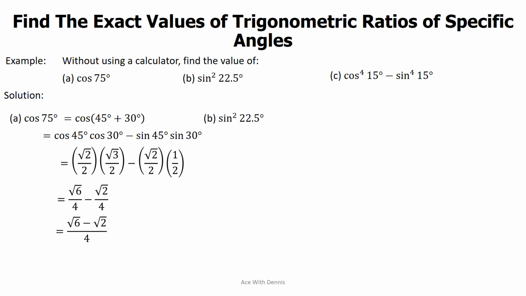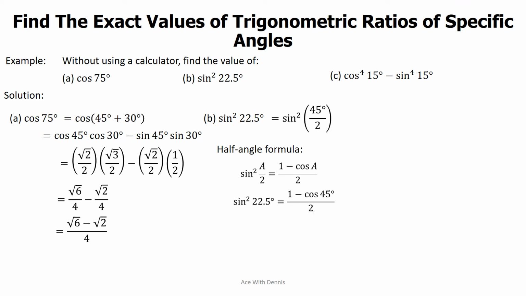Okay, for (b), sine square 22.5 degrees. Usually when you see angles with 0.5 degrees, you can consider using the half angle formula. So it is sine square of 45 degrees over 2. Based on the half angle formula, sine square of A over 2 is (1 minus cosine A) over 2. Apply it inside the equation: sine square 22.5 degrees equals (1 minus cosine 45 degrees) over 2.